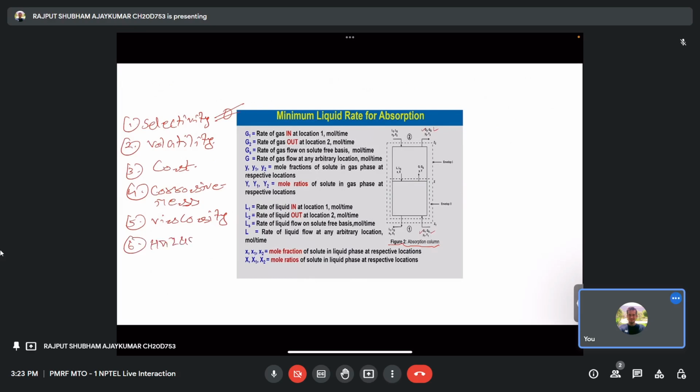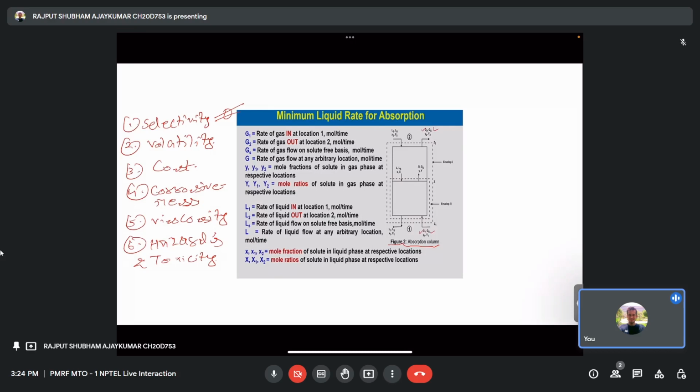Hazards. Viscosity we already discussed, so we'll discuss toxicity. The solvent should not be hazardous or toxic, because that is definitely going to cause environmental problems, and also affect the people and human beings working with it. So ideally the solvent should be non-hazardous, not toxic, and preferably non-flammable.